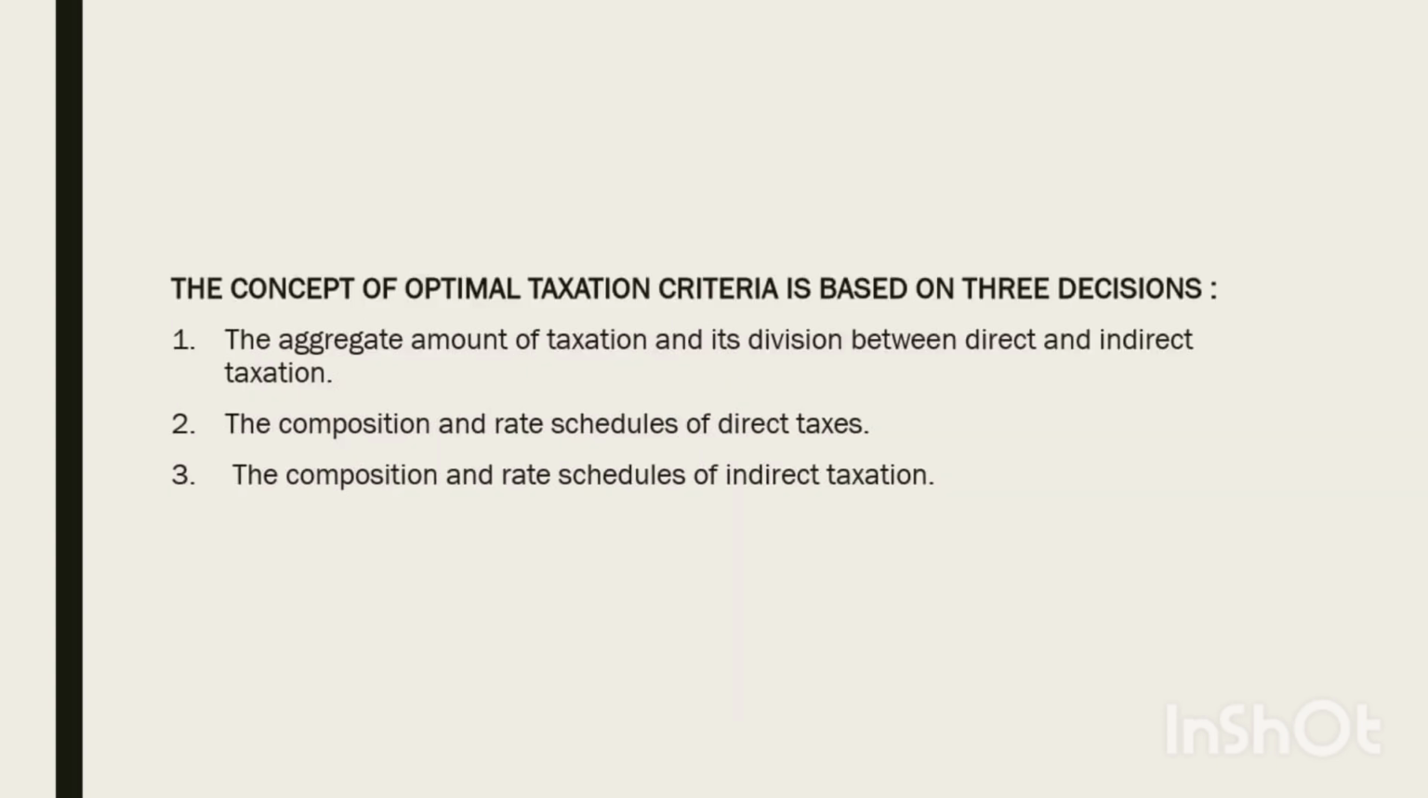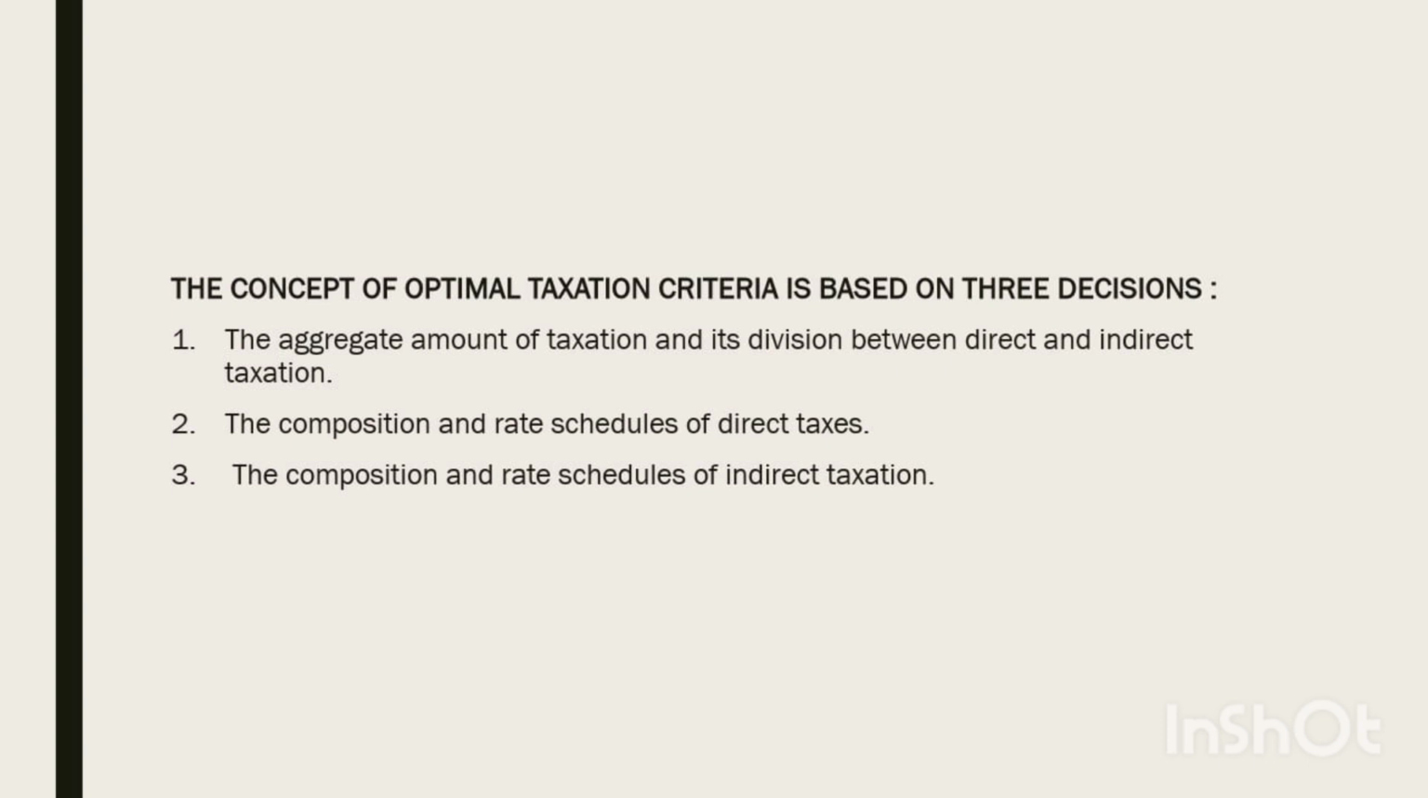Next we discuss the concept of optimal taxation: the criteria are based on three decisions. First one, the aggregate amount of taxation and its division between direct and indirect taxation. Second one, the composition and rate schedules of direct taxes. And third one, the composition and rate schedules of indirect taxation.